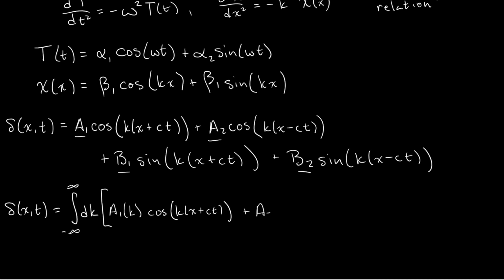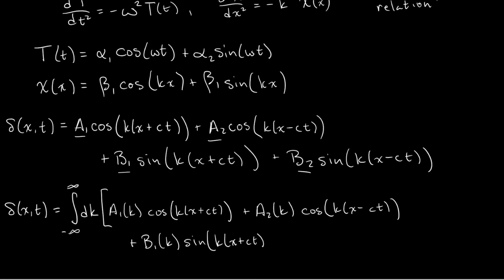a1k cosine(kx + ct) plus a2k cosine(kx - ct) plus b1k sine(kx + ct) plus b2k sine(kx - ct).